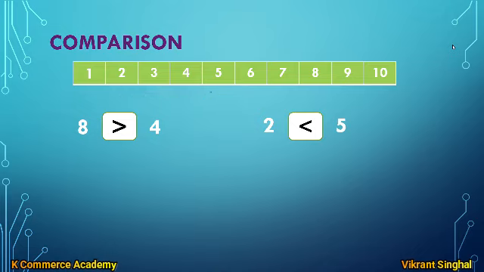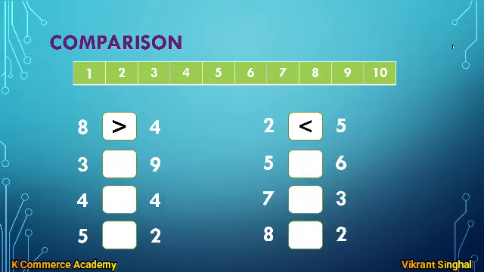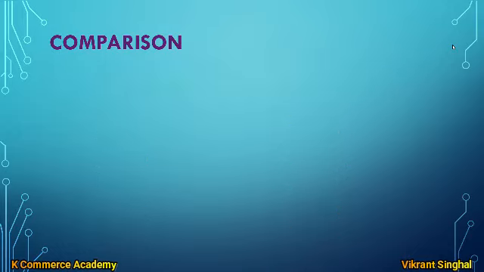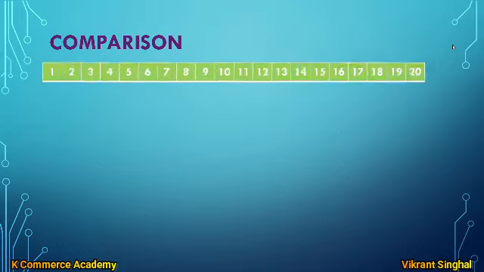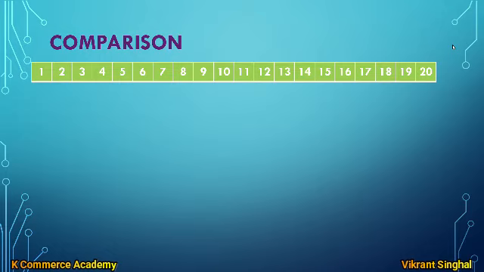Now I am giving you some more questions for practice. Do it on paper. Now, can we compare greater numbers with the same method? Yes, we can use this method up to 20. We will use a number strip 1 to 20 for that.